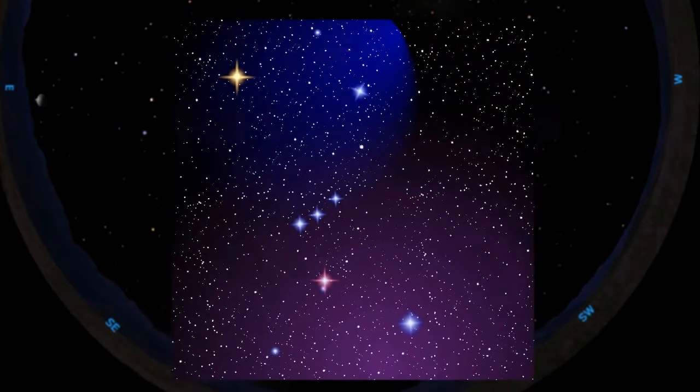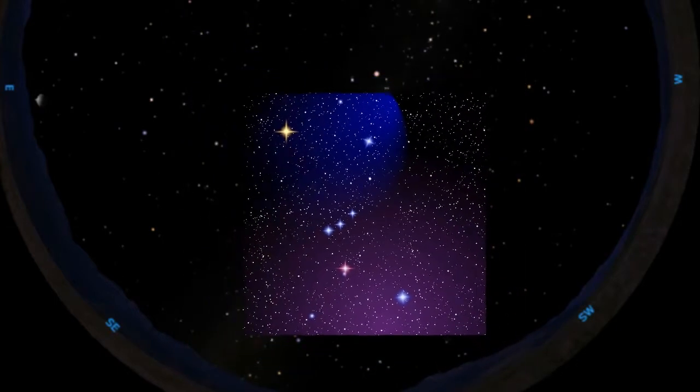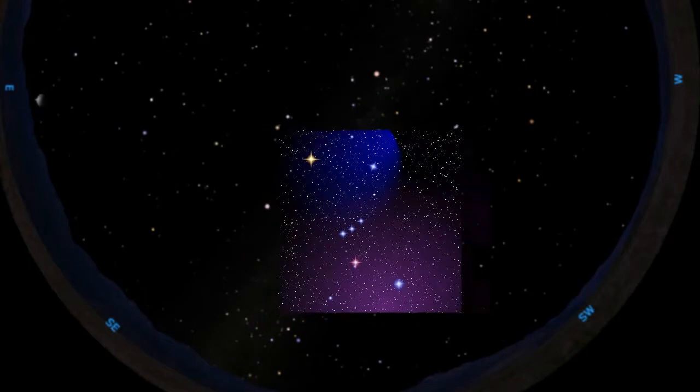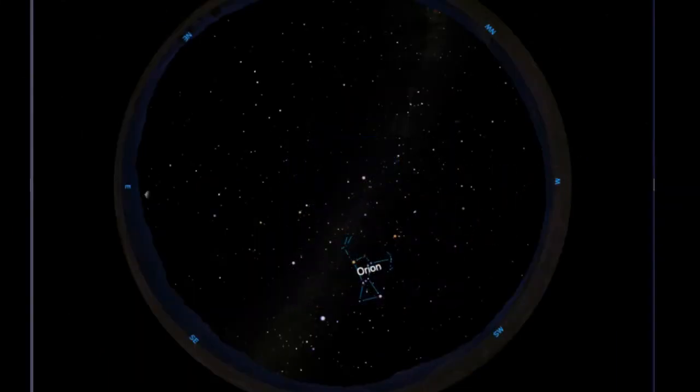He asked for forgiveness, and as a reward, he was placed into the stars in the sky. Just so he wouldn't forget the lesson he learned, the scorpion was also placed opposite him in the sky as a reminder of his bad deeds. All right, let's see if we can find that scorpion.